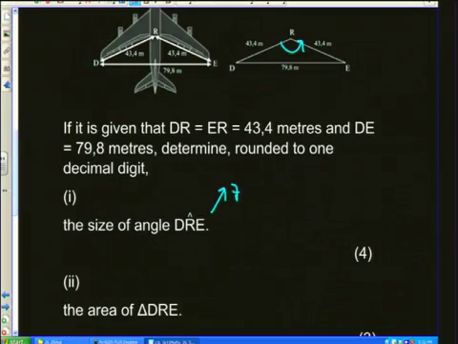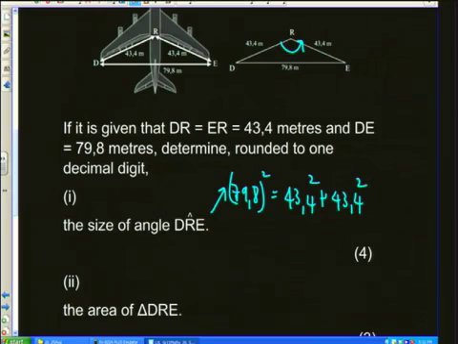So it's 79,8 squared. We're then going to equate it to the other two sides squared. So it's 43,4 squared plus 43,4 squared. We're then going to take away the product of 43,4 times 43,4, and we're going to multiply it by the cos of angle R. We then are going to solve for cos R by taking away these values and dividing by that.